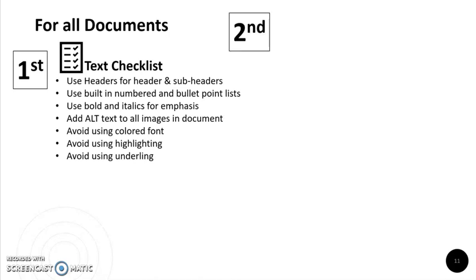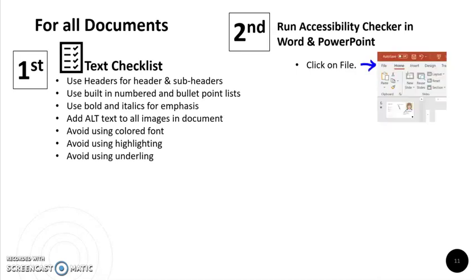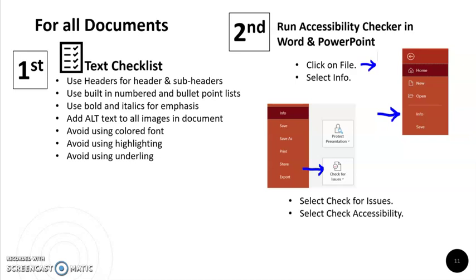Then once you've built your document, the second thing that you want to do is you want to run the accessibility checker in Word and PowerPoint. So you click on File, and then you select Info, and then you select Check for Issues, and then check Accessibility. At this point, it's going to take you through all of the issues it finds in the document, but if you used the text checklist, there should be very few issues with your document for you to fix. So run through the document as you create it, follow these simple steps, but do remember that help is available.